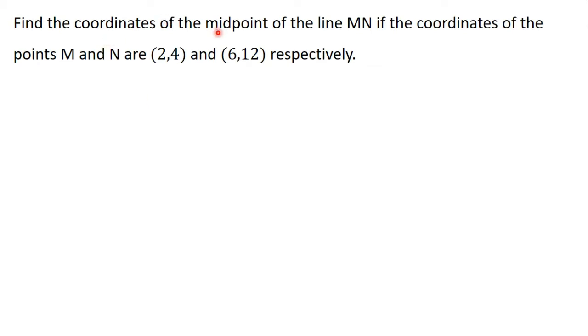Find the coordinates of the midpoint of the line MN, if the coordinates of the points M and N are 2, 4, and 6, 12 respectively. So we are going to find the coordinates of the midpoint of the line joining point M to point N, or the line MN. The coordinates of point M is 2, 4, and the coordinates of point N is 6, 12.